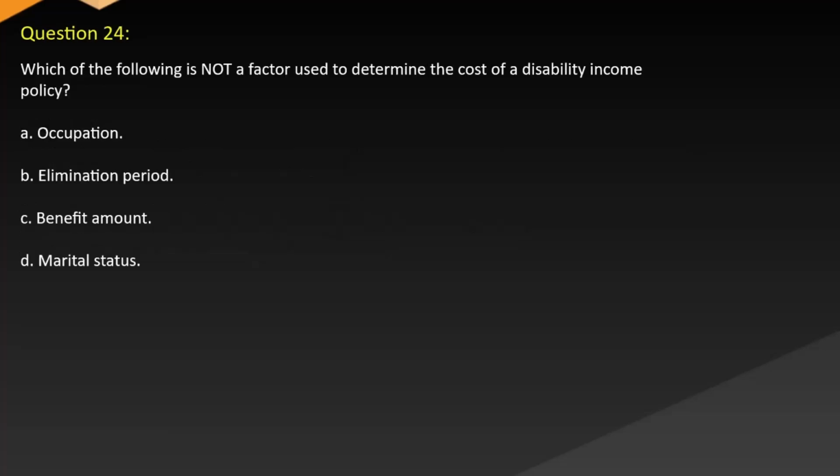Question 24. Which of the following is not a factor used to determine the cost of a disability income policy? A. Occupation. B. Elimination period. C. Benefit amount. D. Marital status.